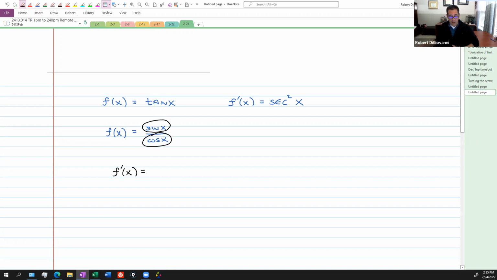So let's follow the rule, right? I'm supposed to take the derivative of the top times the bottom minus the derivative of the bottom times the top, all over the bottom squared, right? That's the rule being applied to tangent.